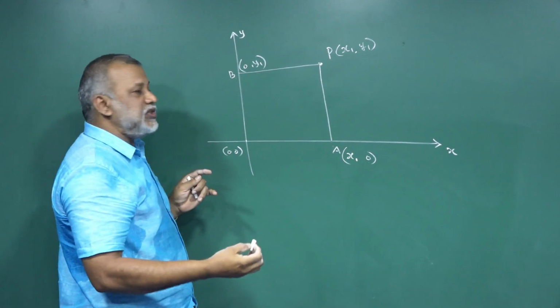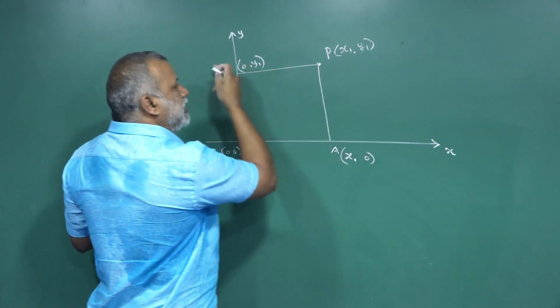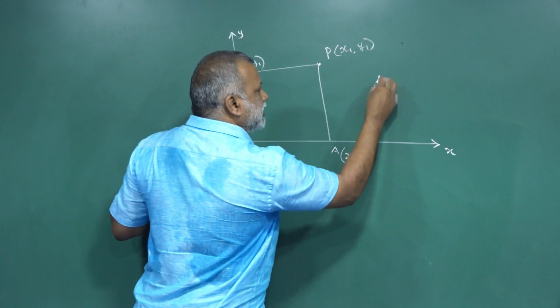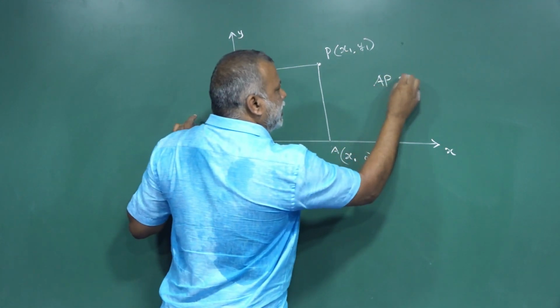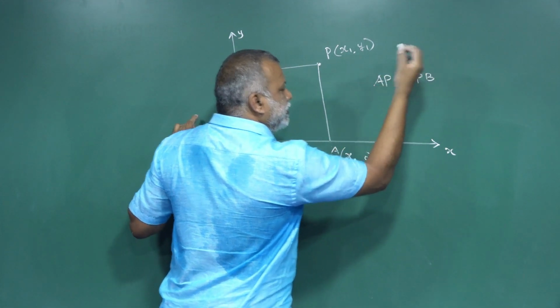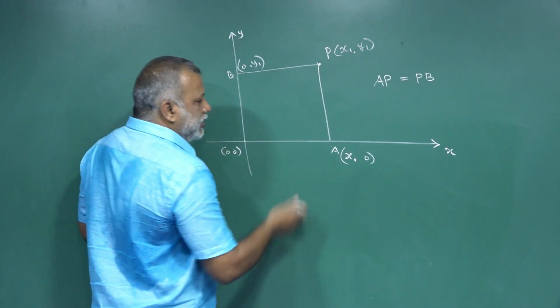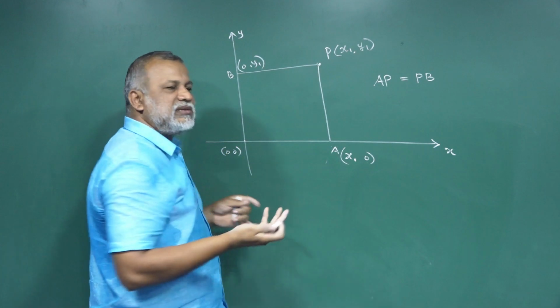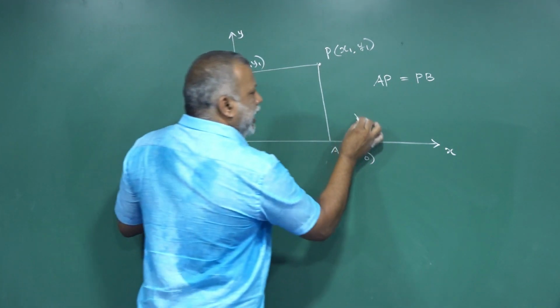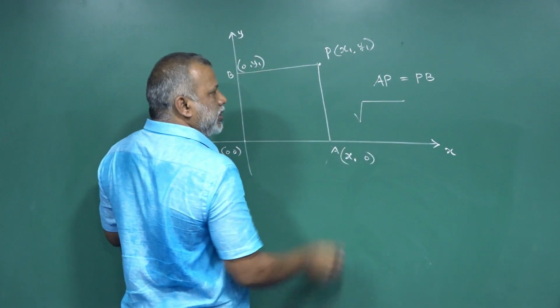Now, what is the condition here? AP equal to PB. That is the condition they are giving. Now listen, AP is nothing but the distance between 2 points. So I am using the distance between 2 points.